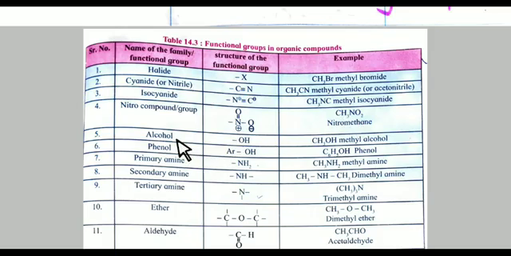Another is alcohol, meaning ROH. R means alkyl group, attached to OH. OH means hydroxyl group. So whenever an alkyl group is attached with a hydroxyl group, OH, it is alcohol, and the example is methyl alcohol. Whenever a hydroxyl group is attached with an aromatic ring, C6H5, it is phenol, for example C6H5OH.